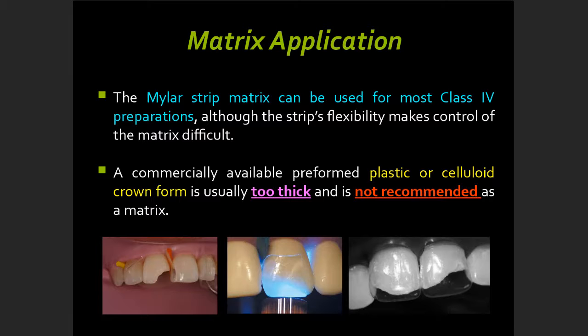Now try to see the third picture. In the third picture, you can see these are pre-formed plastic or celluloid crown forms. The companies market these pre-formed crowns to make it easier, to make it simpler, to reduce the number of steps. But these are generally too thick and are not recommended.